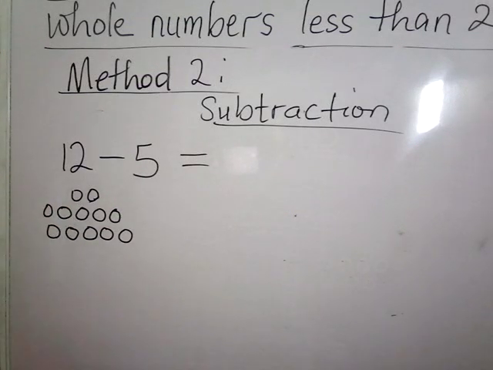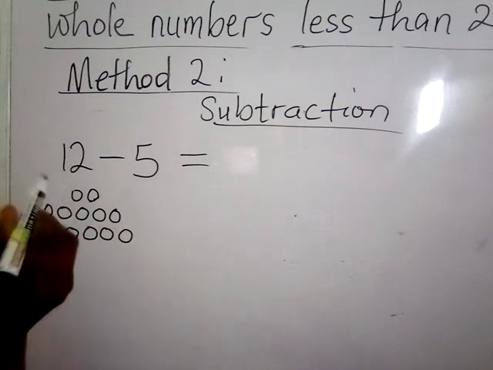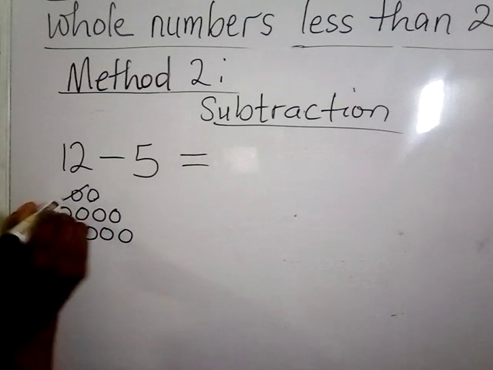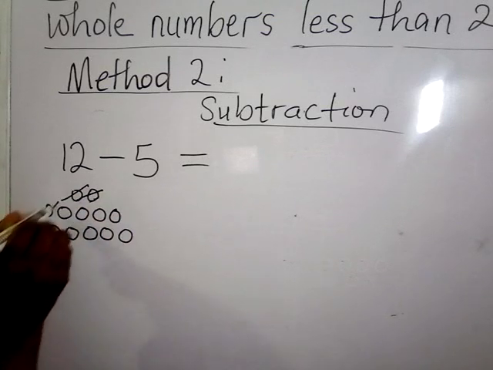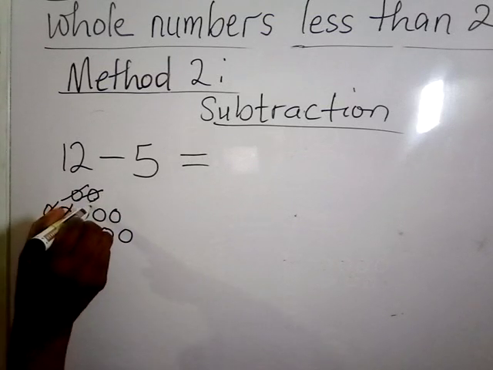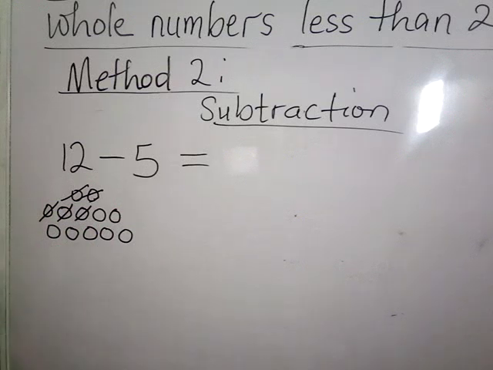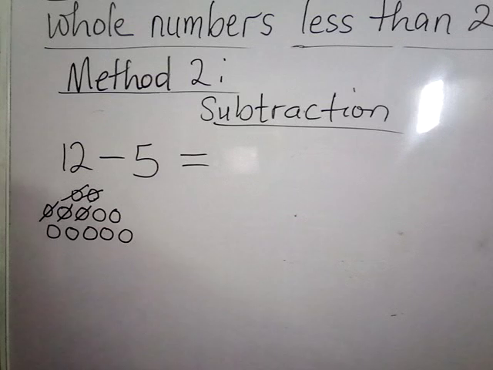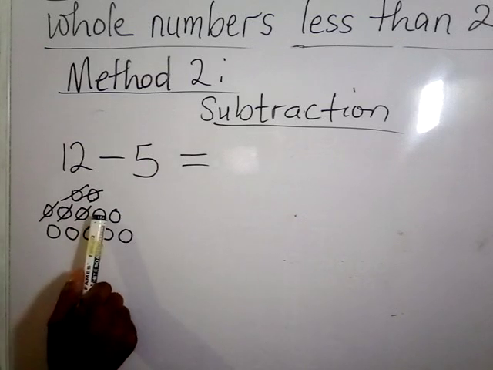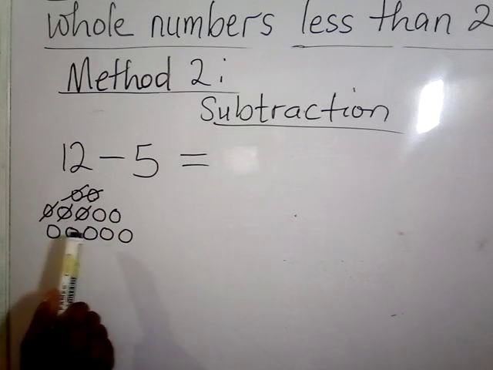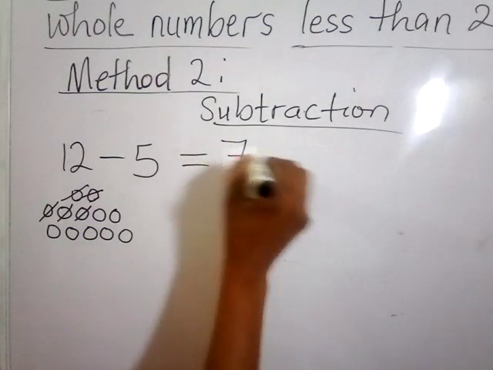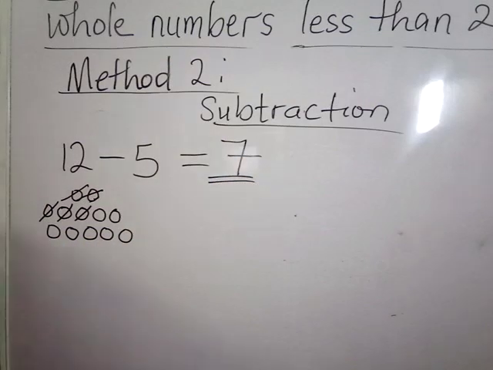What do we do? We are going to strike out 5. We are taking away 5 from it. So we do 1 out, 2 out, 3 out, 4 out, 5 out. We strike 5 out, and then we count what is left. Whatever is left is our answer. So let's count what we have left. 1, 2, 3, 4, 5, 6, 7. So we have 7 left. That means that 12 take away 5 is 7.